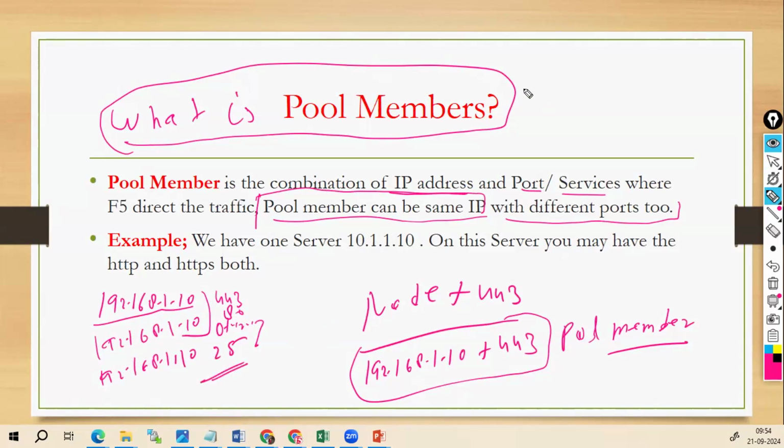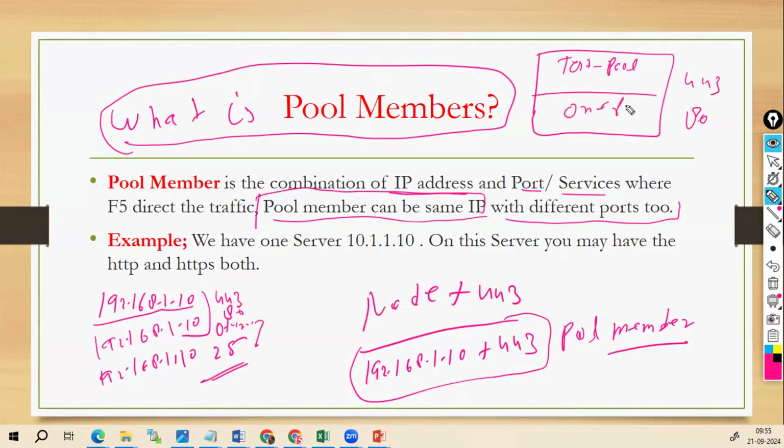For example, I am creating one pool, this is my pool, test_pool. And we need the 443 service, and we also need the 80 service. So what do we need to do? Can we use only one pool, or a different pool for every service? We need a different pool for every service.